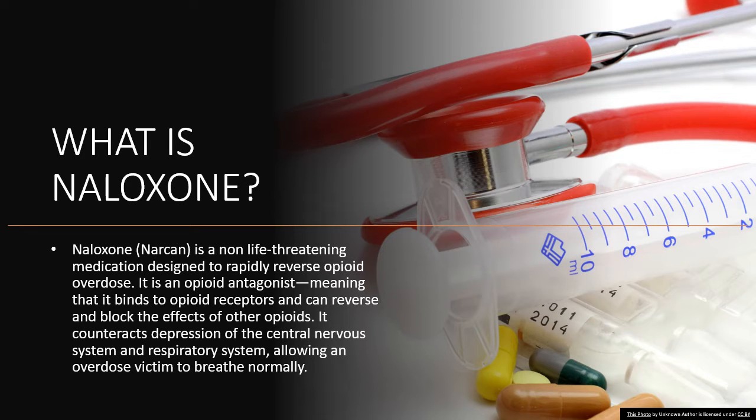What is naloxone? Naloxone, otherwise known as Narcan, is a non-life-threatening medication designed to rapidly reverse opioid overdose. It is an opioid antagonist, meaning that it binds to opioid receptors and can reverse and block the effects of other opioids. It counteracts depression of the central nervous system and respiratory system, allowing an overdose victim to breathe normally.